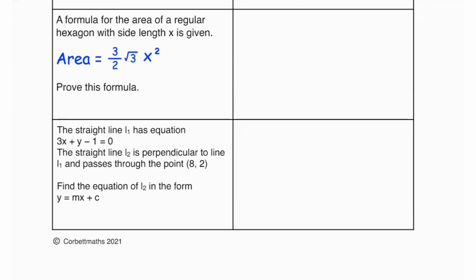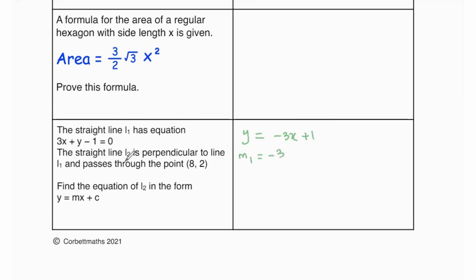The next question says that the straight line L1 has equation 3x plus y minus 1 equals 0. The straight line L2 is perpendicular to line L1 and passes through the point A(8, 2). Find its equation in slope-intercept form. So first, let's convert L1 into slope-intercept form. That's going to be y equals negative 3x plus 1. Gradient of L1 is negative 3.